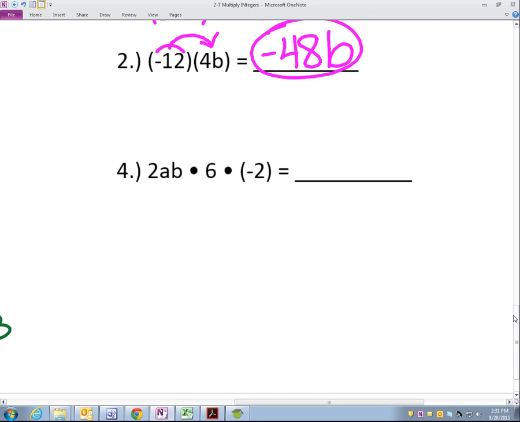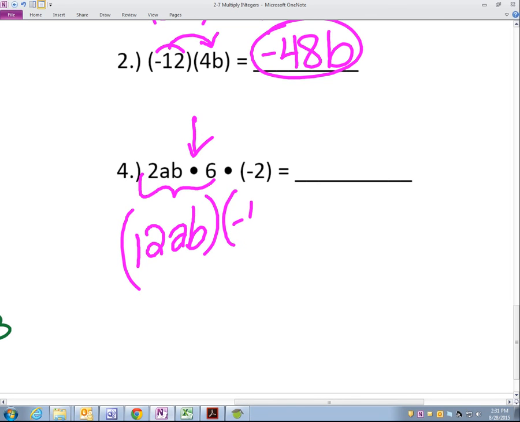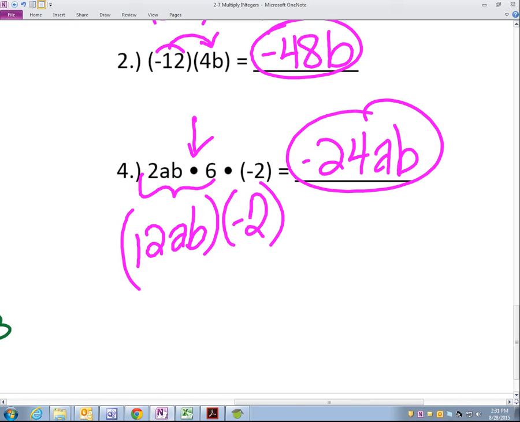Okay. All right, for this one here, remember that these guys mean multiplication. So we have to multiply using the order of operations. Can you tell me the first operation we're going to do? 2ab times 6, which is 12ab, multiplied by negative 2. There's only one negative operation. Shh. Negative 24ab. No, because there's a negative right here. There's a negative on that one.